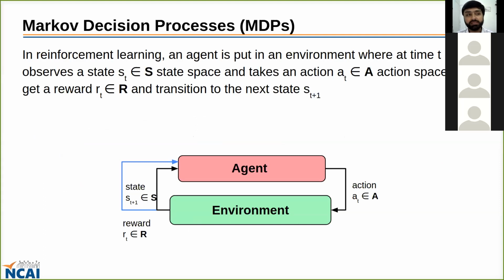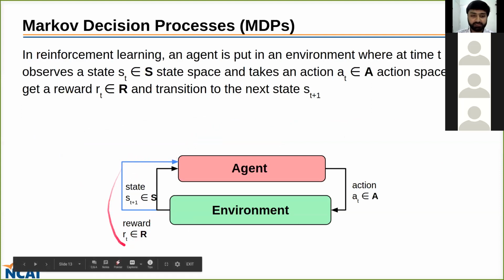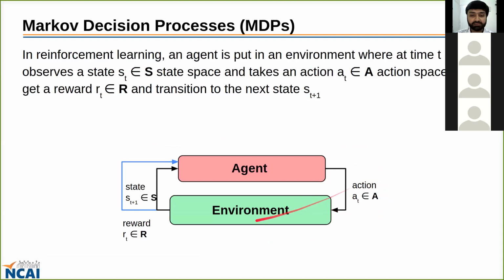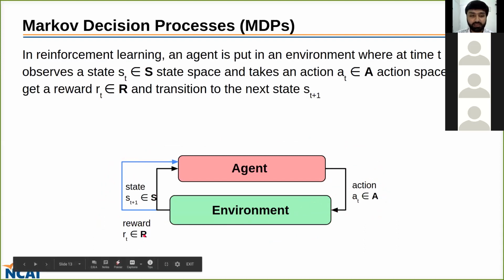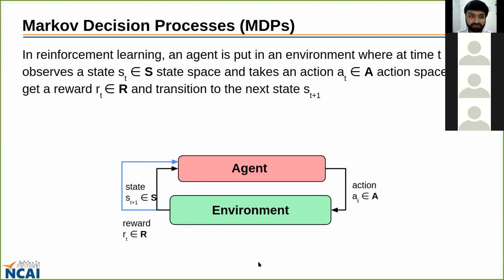To put it more formally, in reinforcement learning, an agent is put in an environment where, at time t, it observes a state S sub t and takes an action A sub t to get a reward R sub t and transitions to the next state S sub t plus 1. The key difference here is this reward, which was absent in the vanilla Markov decision processes. This entire loop is what every reinforcement learning algorithm tries to do. It tries to optimize these actions to get the maximum rewards possible. But I'll define this concretely when we talk about the objective.